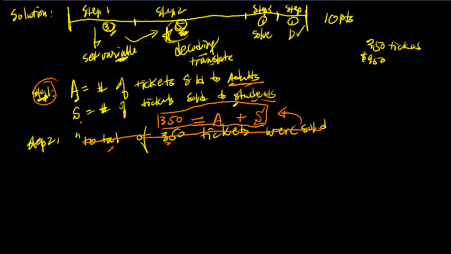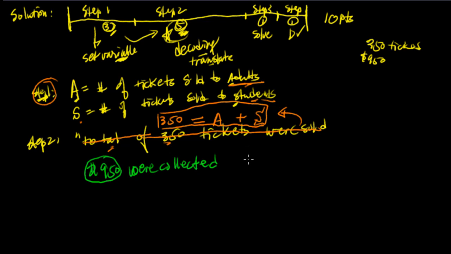Now let's take a look at the second sentence. I'll put it in green. The second sentence says a total of $950 was collected. Obviously, we're going to build the equation around this. Now let's see how we do that. $950 was collected in total.